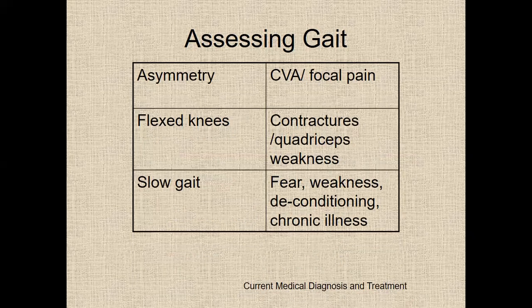If there is asymmetry, then there is some focal problem. If you see that the patient has flexed knees, it's because of contractures and quadriceps weakness. If you observe a very slow gait, maybe because of fear, maybe because of some weakness, maybe because of some chronic illnesses.